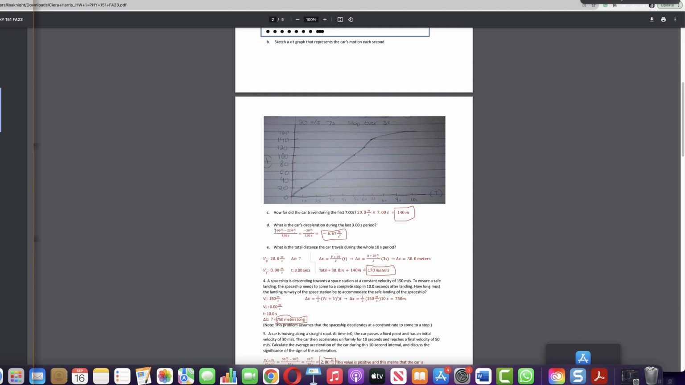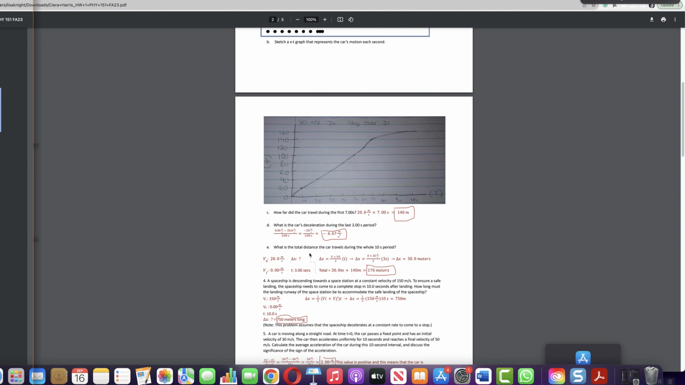It's decelerating, so you need to use a kinematics equation, and the equation that you would use would give you a negative acceleration of 6.67 meters per second squared. Notice that I rounded to 3 significant digits in the acceleration, so the units are meters per second squared.